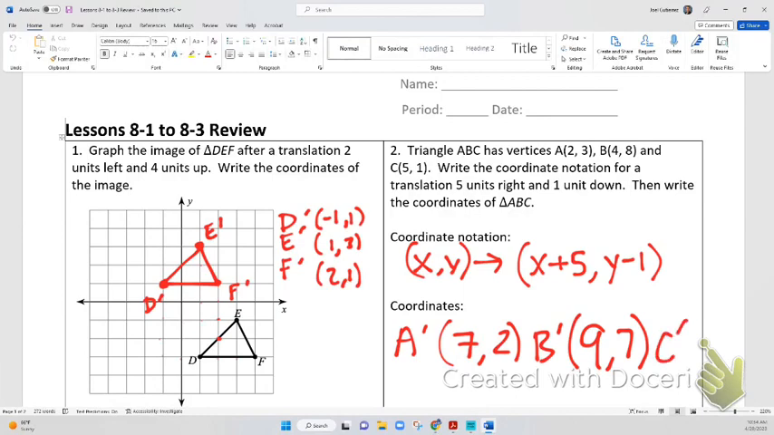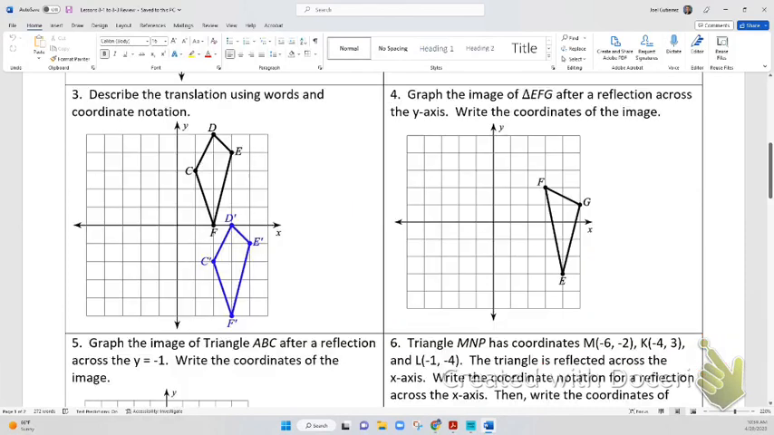And then for C prime, once again, for the x, we add 5 to it, so 5 plus 5 makes 10. And then for the y value, 1 take away 1 gives you 0. All right, so for number 3, they want us to describe the translation using words and coordinate notation.